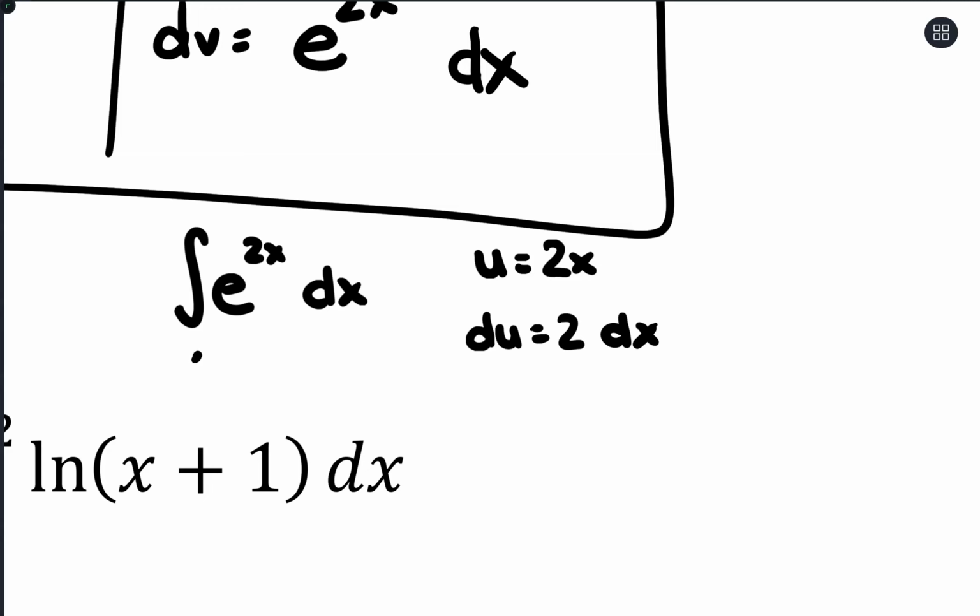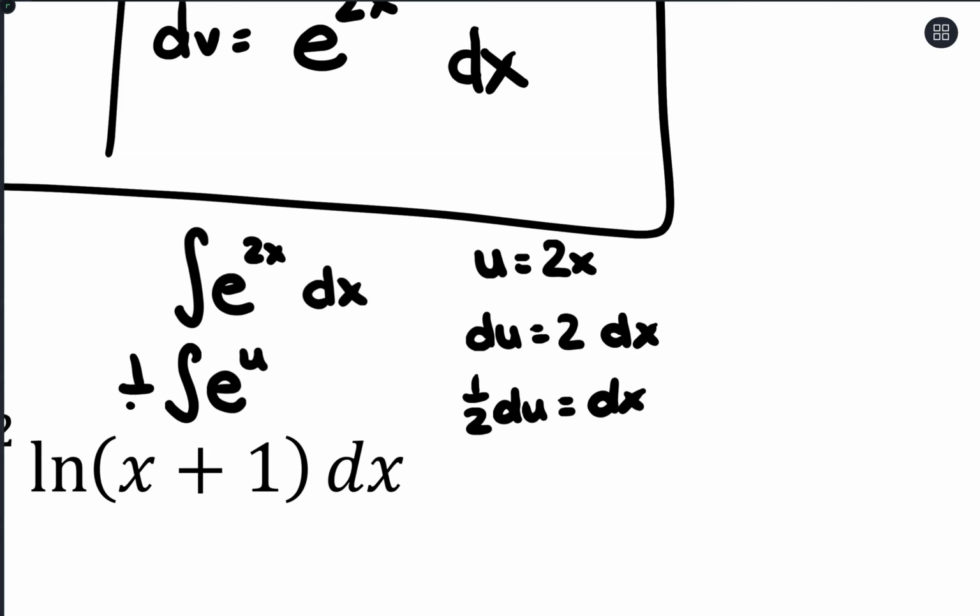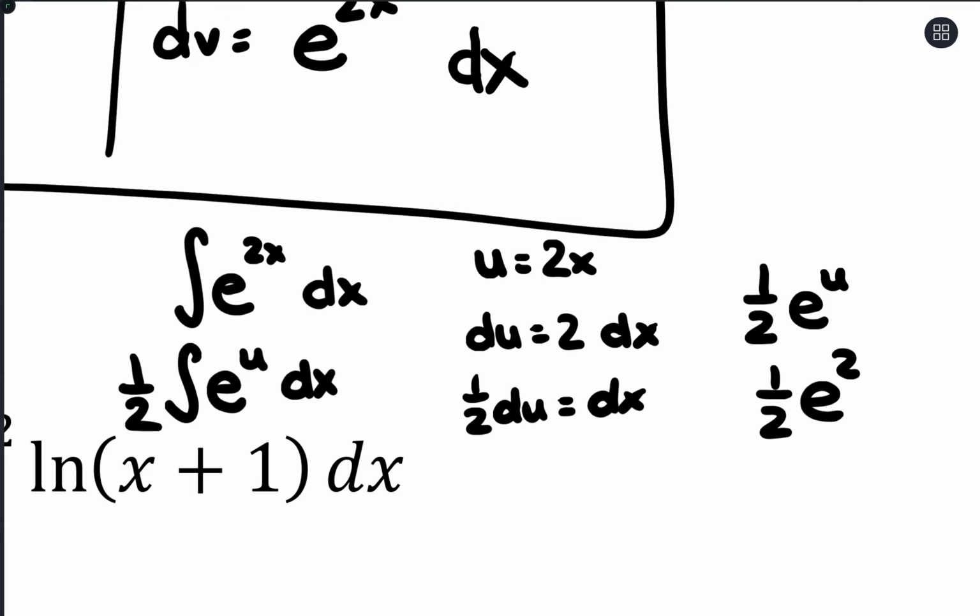Well, if we do that, then we're taking the antiderivative of e to the u, but with this 2 dx, what we would need to do is have 1/2 du is equivalent to dx. So really I need to be taking this 1/2 here. So we're taking 1/2, and then the antiderivative of e to the u is just going to be e to the u. And substituting back in, that's our 2x. So we'd have 1/2 e to the 2x is our antiderivative there.